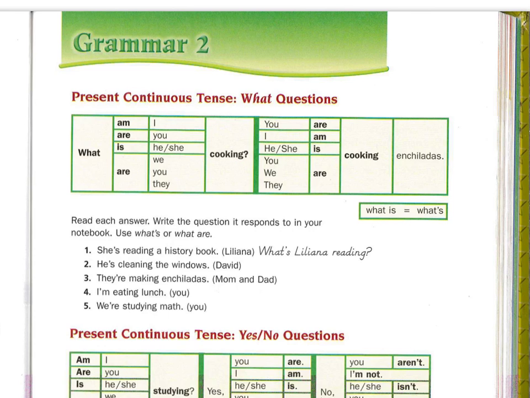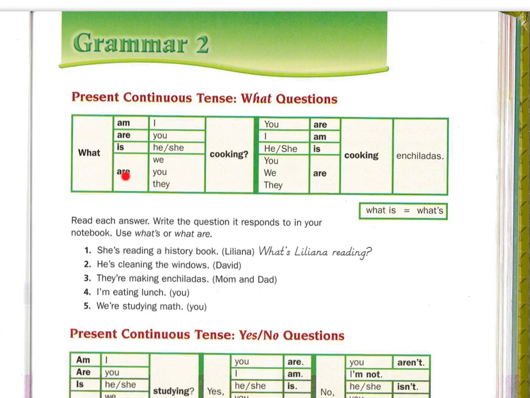What am I cooking? You are cooking enchiladas. With me? What are you cooking? I am cooking enchiladas. What is he cooking? He is cooking enchiladas. What is she cooking? She is cooking enchiladas.